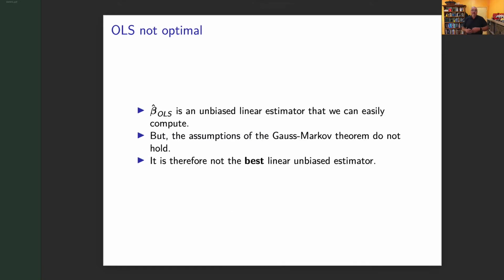In fact, we could do this, but it's not optimal. Why is it not optimal? Well, it's unbiased, so that's good. But the assumptions of the Gauss-Markov theorem do not hold. Because of that, it's not the best linear unbiased estimator. So we've got an unbiased linear estimator. It's good, but it's not as good as we can do. Can we improve it? Well, Gauss-Markov says we can, but how are we going to do that?